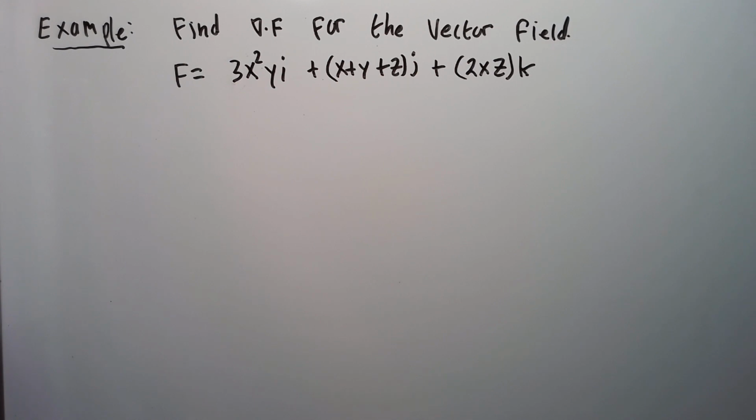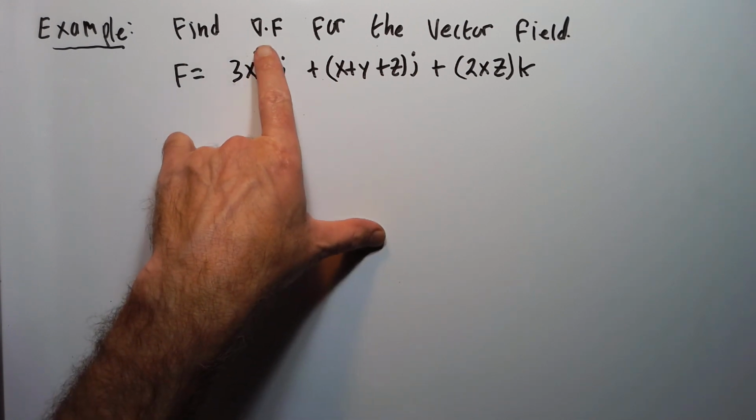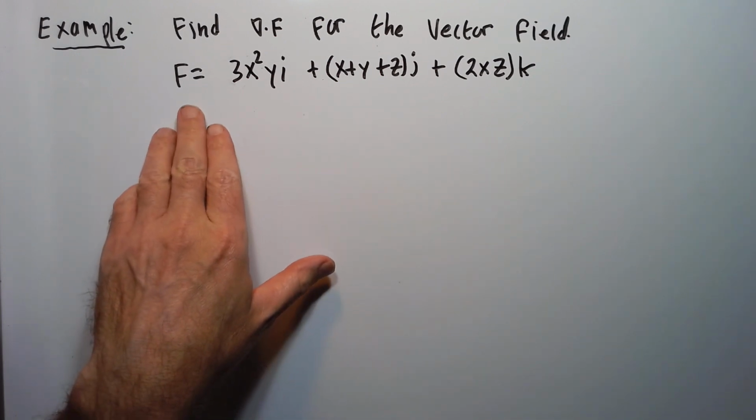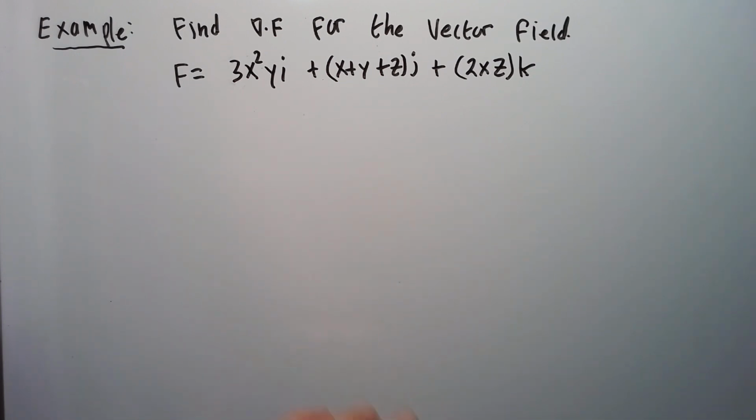Okay, so let's look at an example. Find the divergence of our vector field. This is the same one as when we found the curl of the last example. So okay, let's write down our definition of divergence.